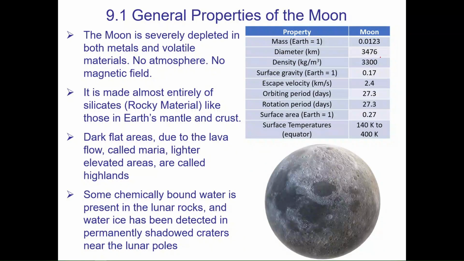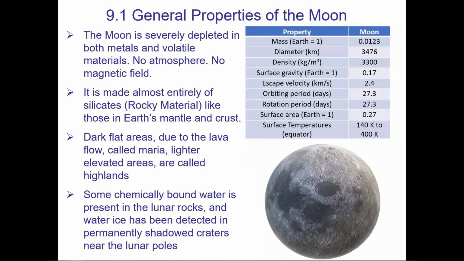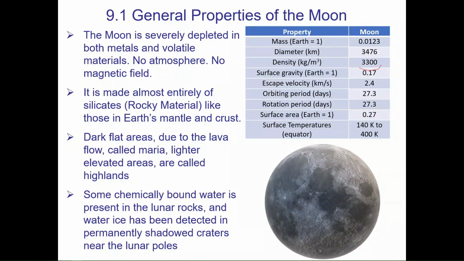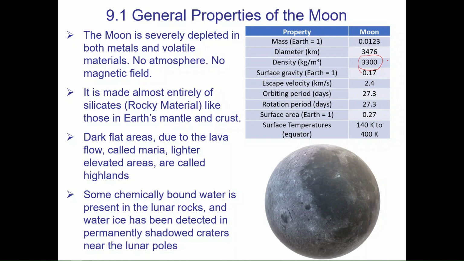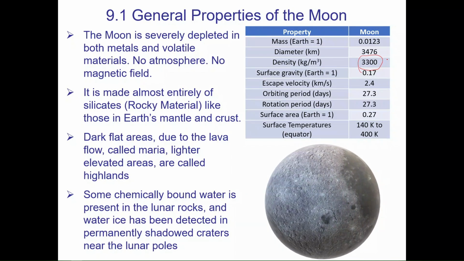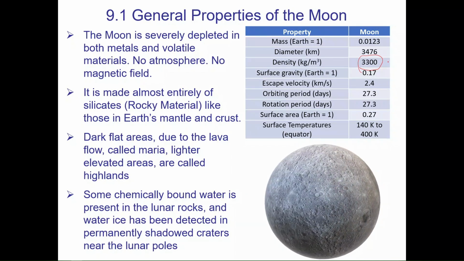About the size, the Earth's diameter is about 12,000 kilometers, and the moon's diameter is about 3,000. It's around 1/4 of Earth's diameter. For the density value, remember when we talked about the Earth, its density value is about 5,500.